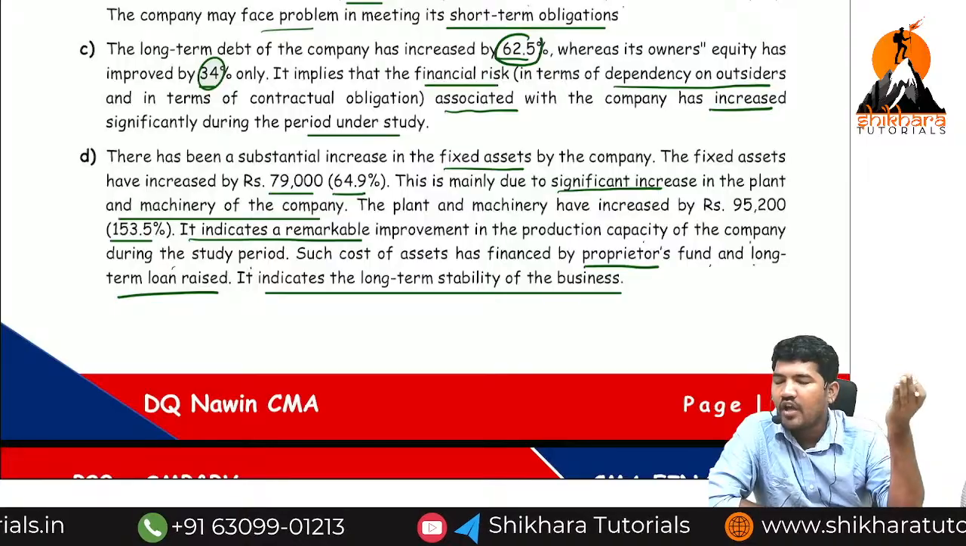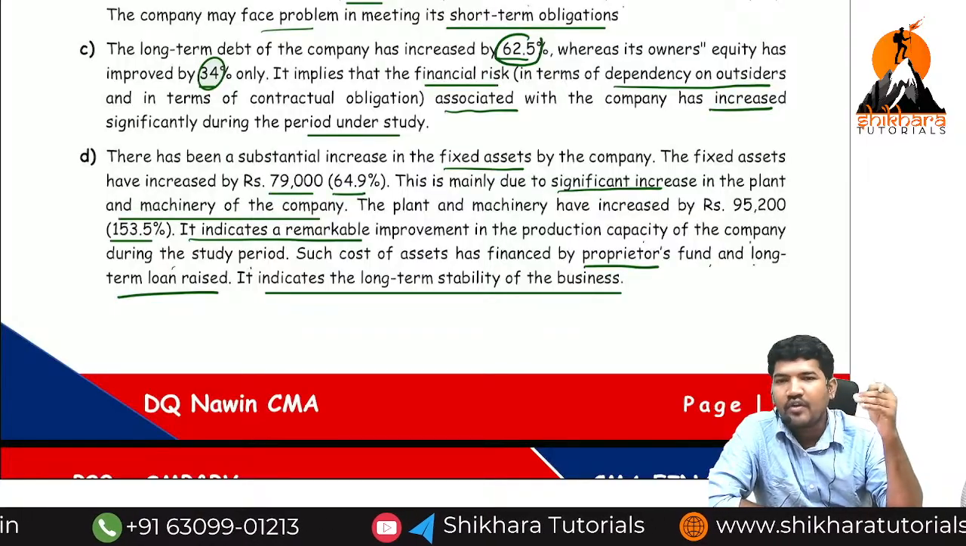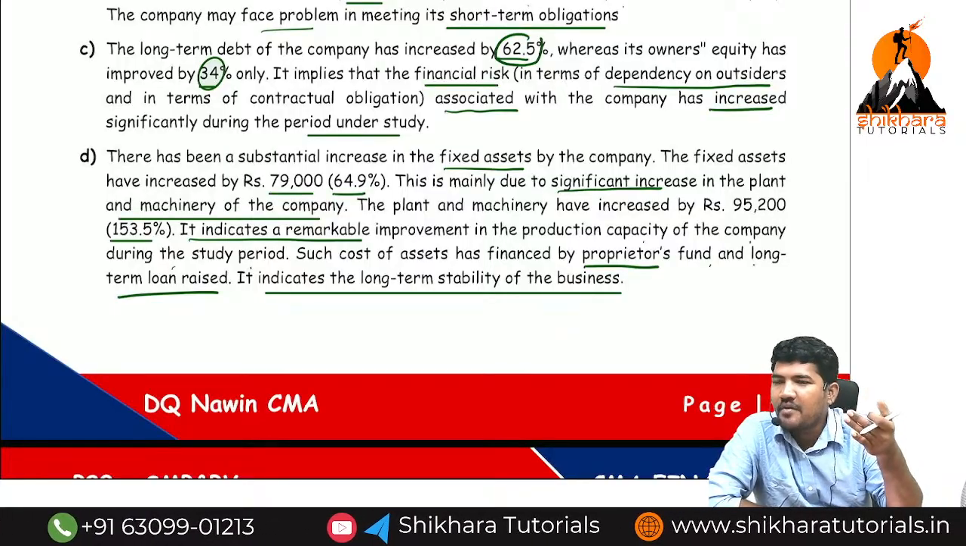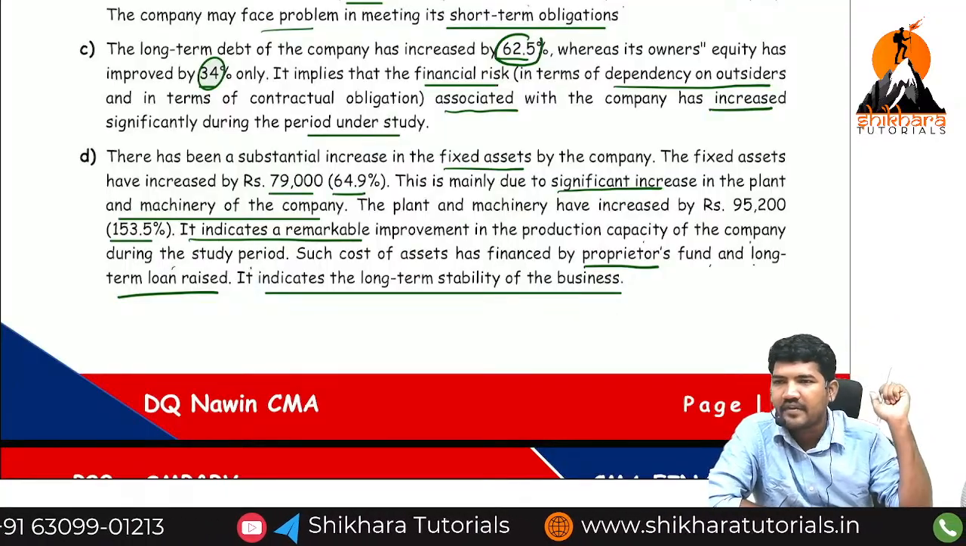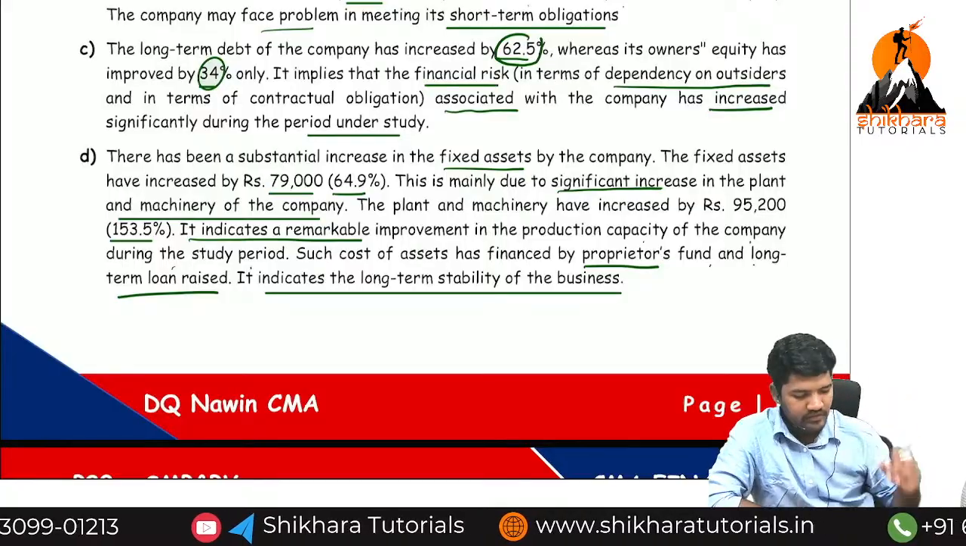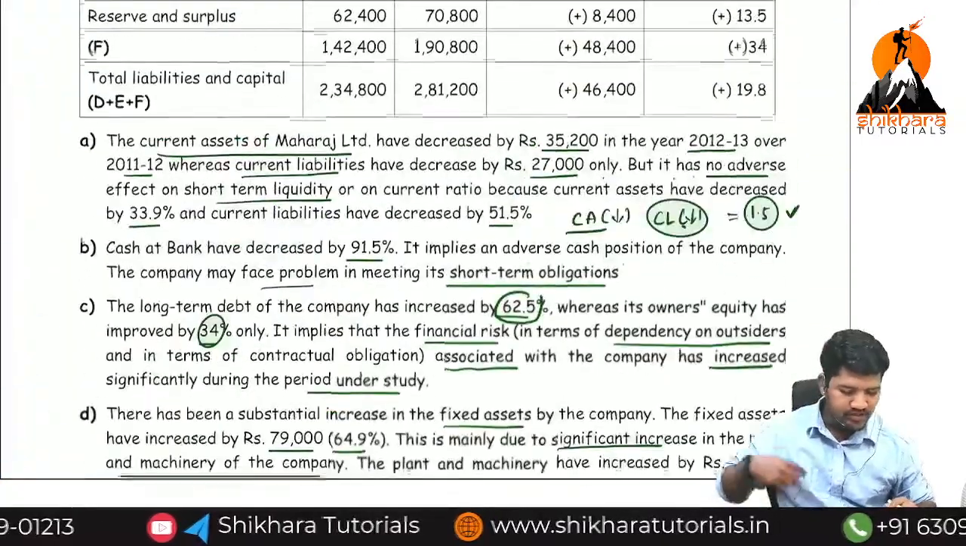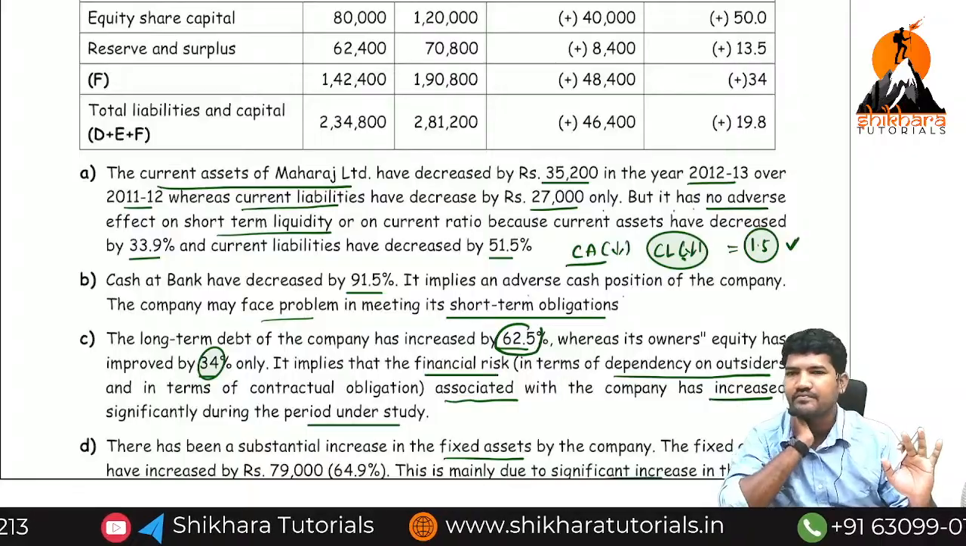Very clear. Now the second point: where did you get that much money for purchasing the plant and machinery? It means I raised it from equity share capital and long term debt. Guys, clear? So these are the points you have to mention mainly.